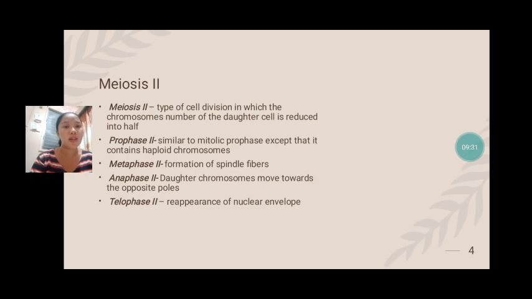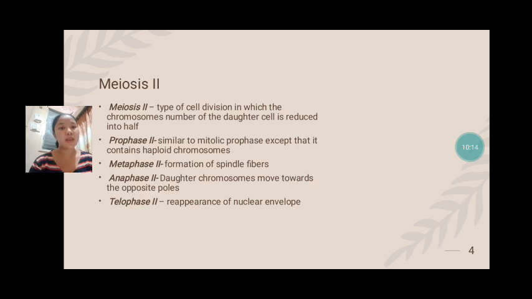In meiosis 2, the type of cell division is similar to mitosis, and the chromosome number of the daughter cells is reduced into half. And then prophase 2 is similar to the earlier prophase except that it contains haploid chromosomes. In prophase 2, chromosomes condense again and a new spindle apparatus forms in each haploid cell.